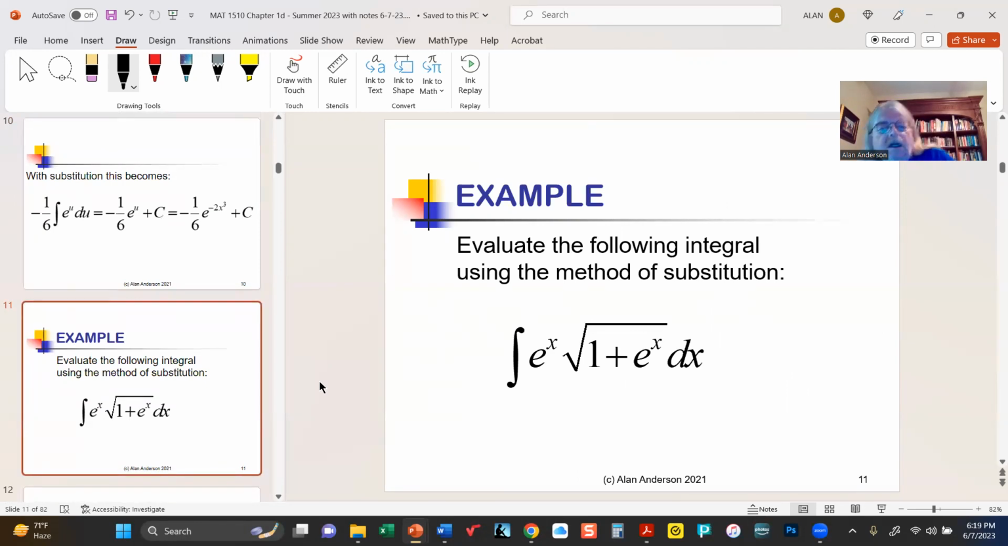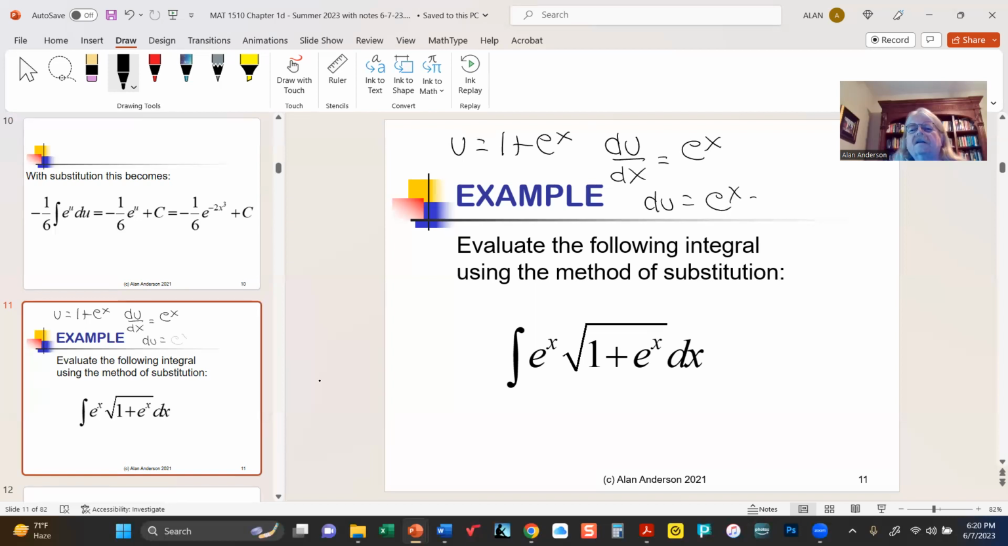So as is often the case, probably the best bet is to look for the messiest part of the expression. Why don't we try u equals 1 plus e to the x, not the entire square root. Let's just leave it and see what happens. Now, there's no guarantee that this is right, but I think we have a winner here.